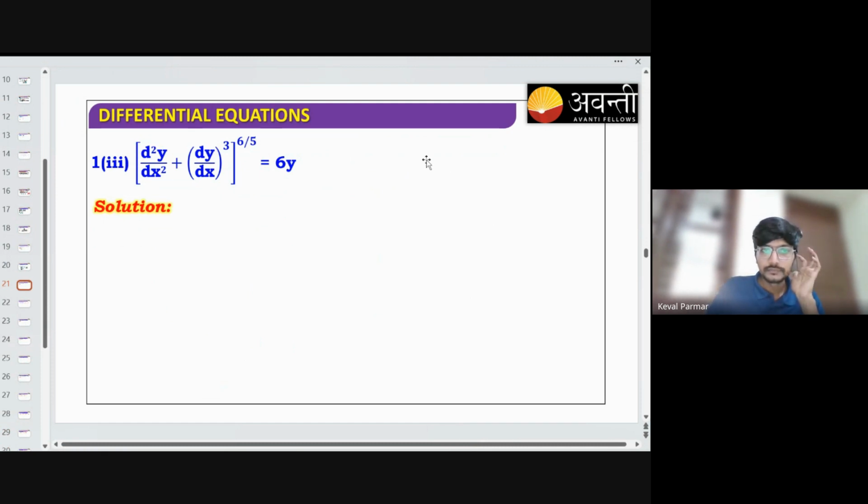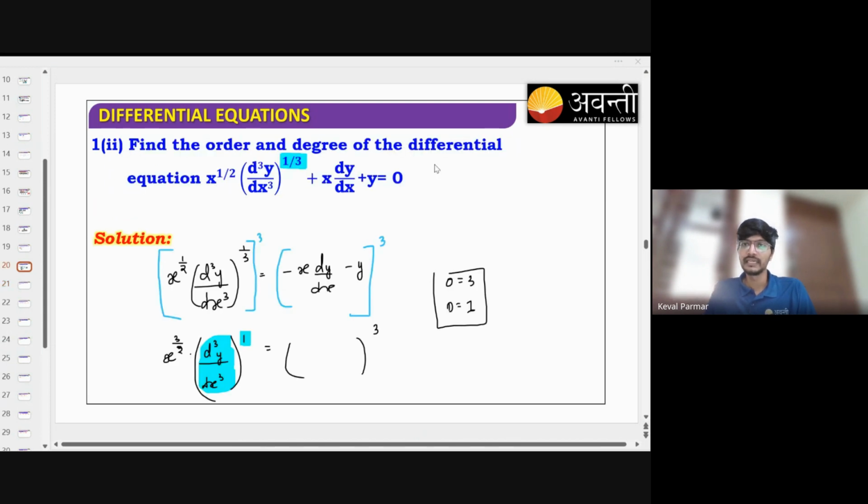Same. Tell me this one. Order and degree. Get rid of the fractional powers. That only I said, beta, that if degree is a fraction, we need to get rid of the fractional power. How to get rid of the fractional power? If it is 1/3, then cube; if it is 1/4, then raise to 4; if it is 1/5, then raise to 5. That's what we did here.